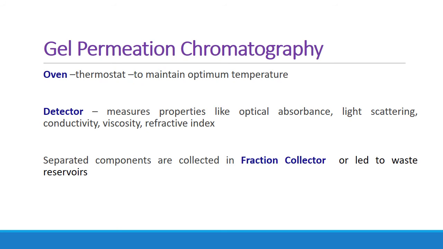The purpose of the oven is to act as a thermostat to maintain optimum temperature. The separated components that emerge from the column pass through a detector. The detector may be one that functions upon measurement of sample properties such as optical absorbance, light scattering, conductance, refractive index, viscosity, etc. The signals from the detector are analyzed and recorded by a data processing system, and the separated components are collected either in a fraction collector or are led into a waste reservoir.